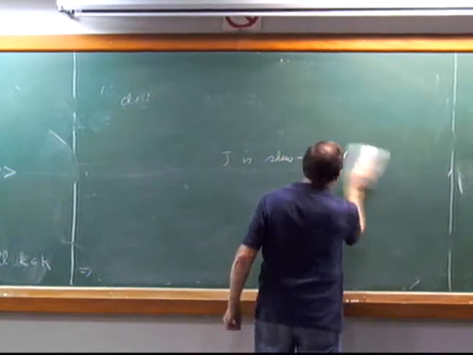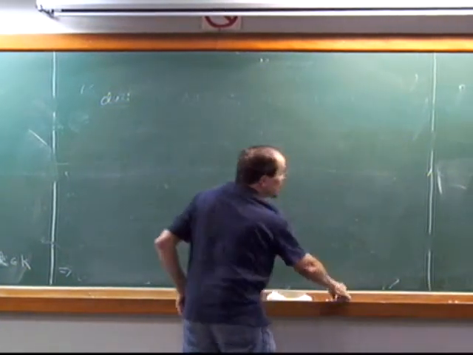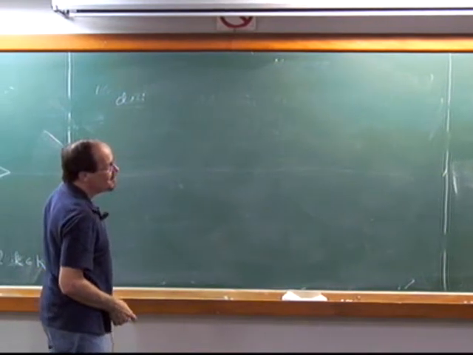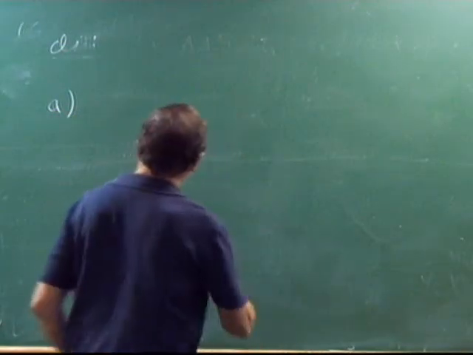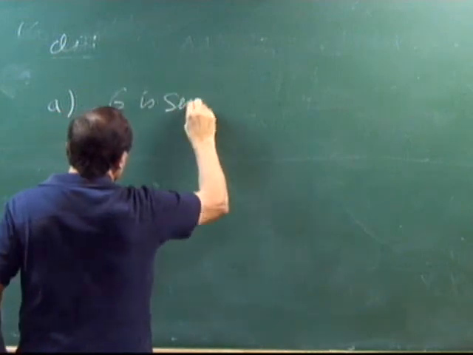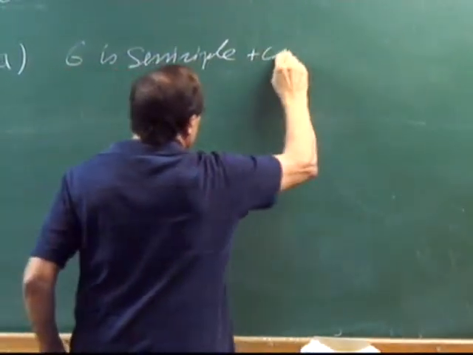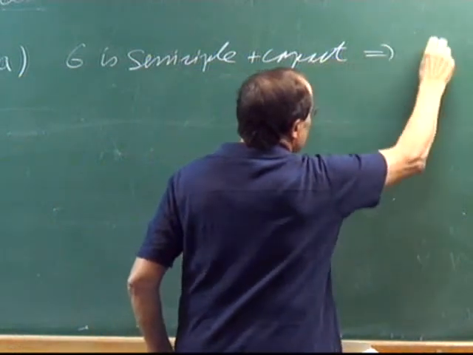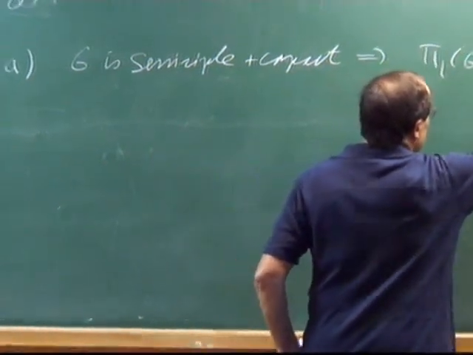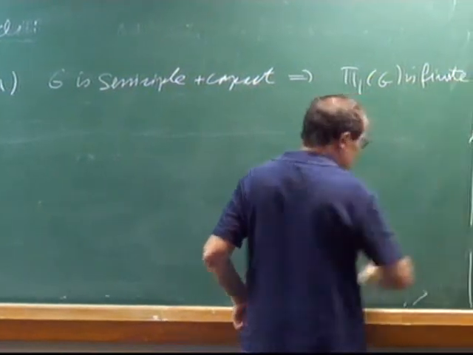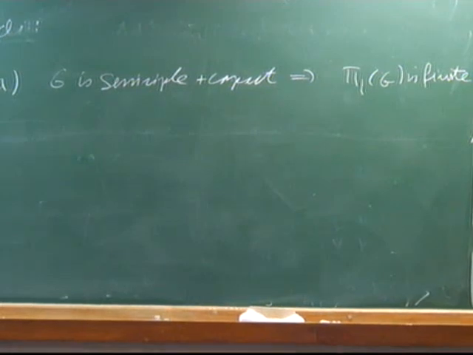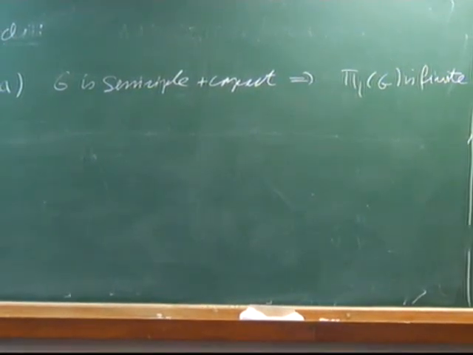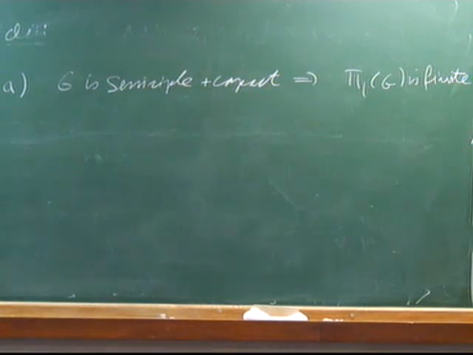Here I've also used some facts from topology that are nice, that you may not know. Okay. What do I know? G is semi-simple, plus compact. You may remember this implies that pi 1 of G is finite. But a semi-simple Lie algebra has no center, so the Lie algebra G has no center. That means the center of G is discrete. But if G is compact, a discrete group must be finite. So pi 1 of G is finite.